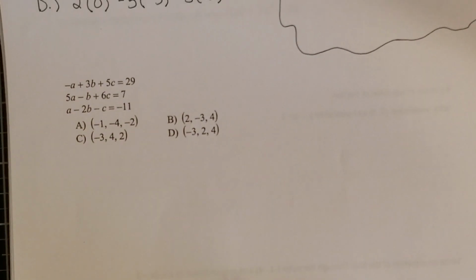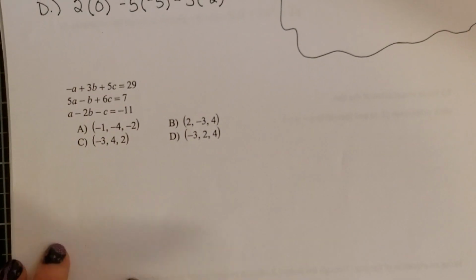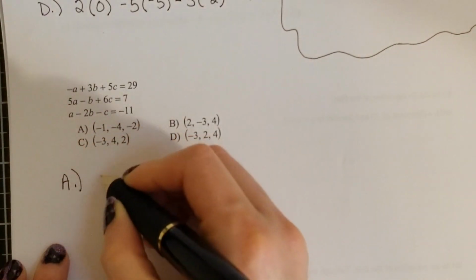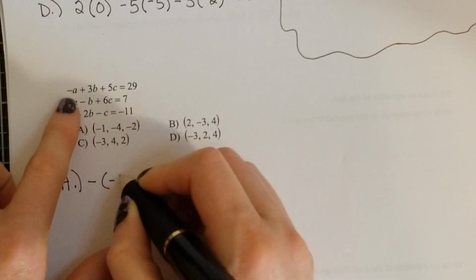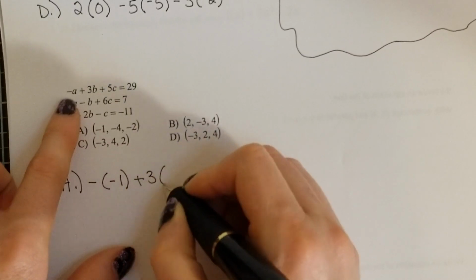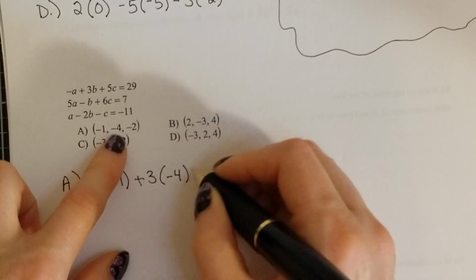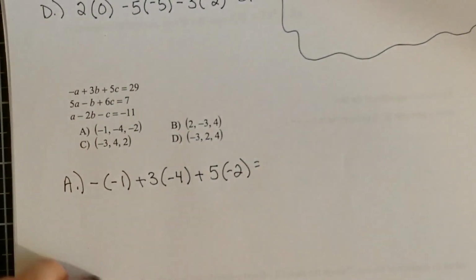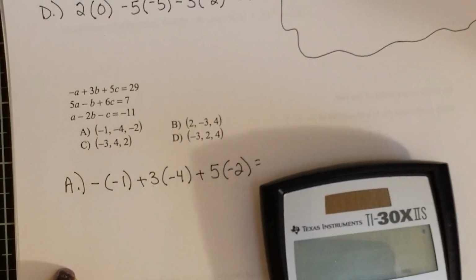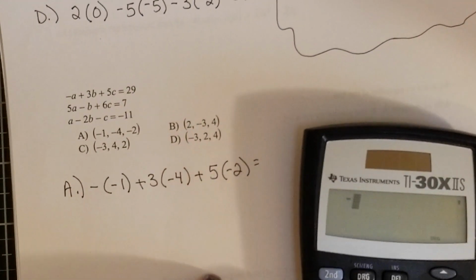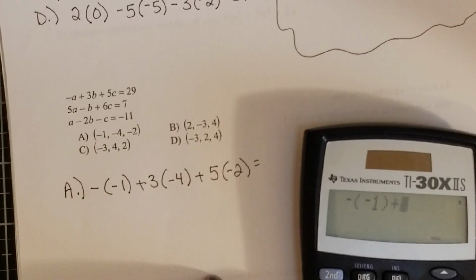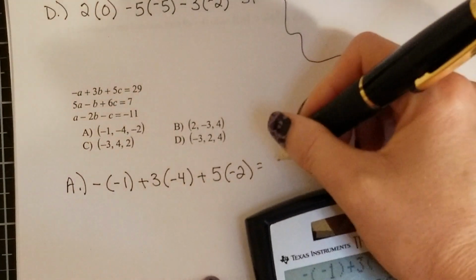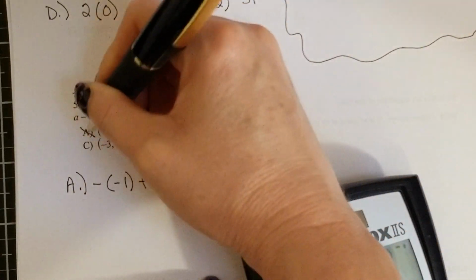All right, same thing, different problem. So we will check A out first. So this is minus -1 plus 3 times -4 plus 5 times -2. And we're going to find out, does that equal 29? Okay, so that gives me negative 21, so it's not A.